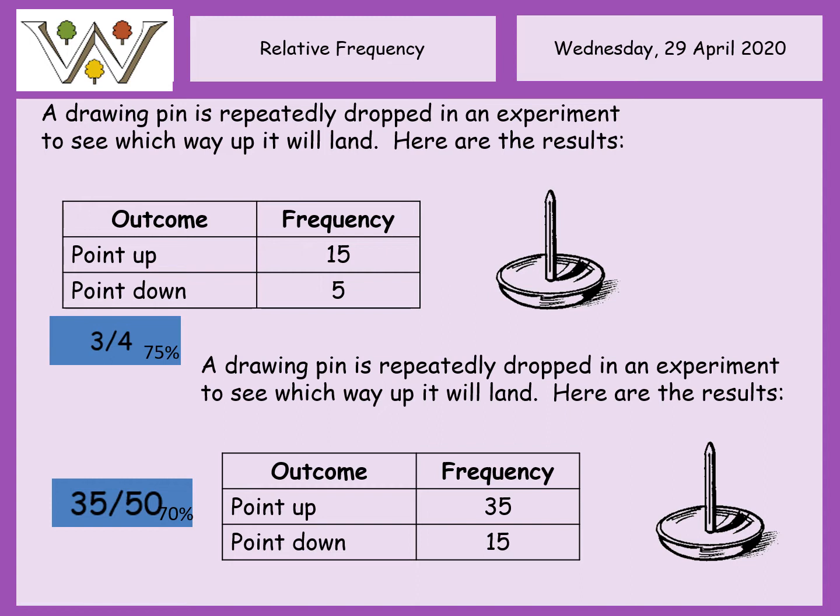So which is right? Well, the only way you're going to find out which is right is to do it an infinite number of times. And you can't do that. But the more times you do it, the more accurate it is. So the chances are that it's closer to 70% than it is to 75%, because in the second experiment, we've done it more times. And that's something we'll look at more later, but it's an important point to remember.